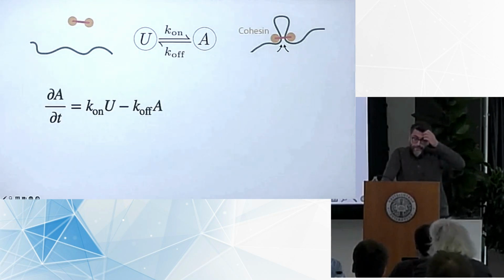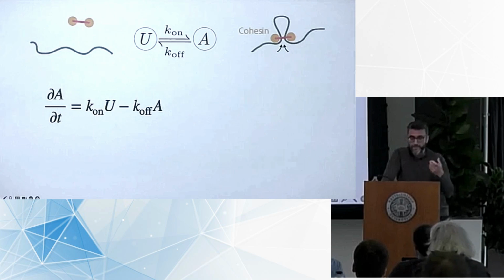Transitions between these 2 states would be parameterized by 2 unknown rates, K on and K off. You can write down an ODE for the concentrations of the unbound and active states in terms of these rates. How can we figure out these rates?